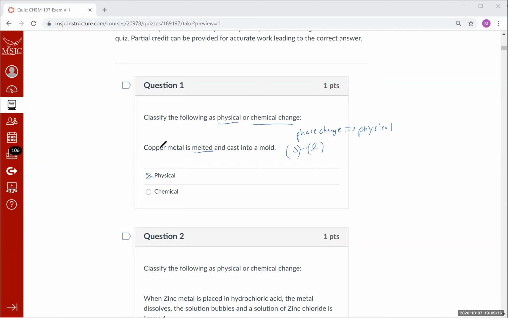And then it says cast into a mold. That's just pouring the liquid into a mold so that when it solidifies, the solid has a defined shape. The main keyword that we're looking for is just the melted, as that's a key physical change, as it does not actually change the chemical composition of copper. Does that make sense? Perfect. So let's look at this next case.